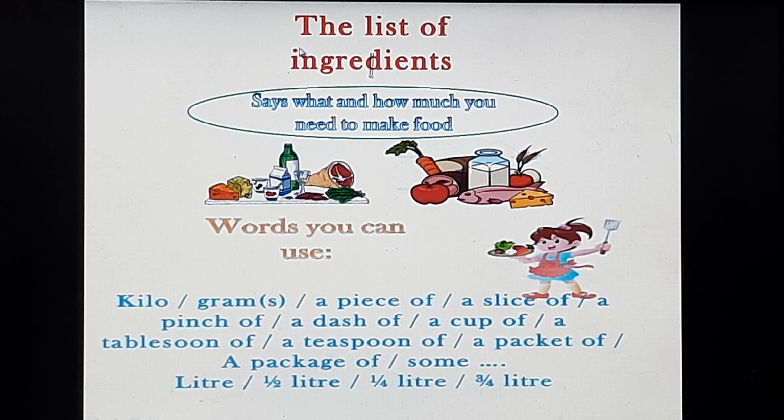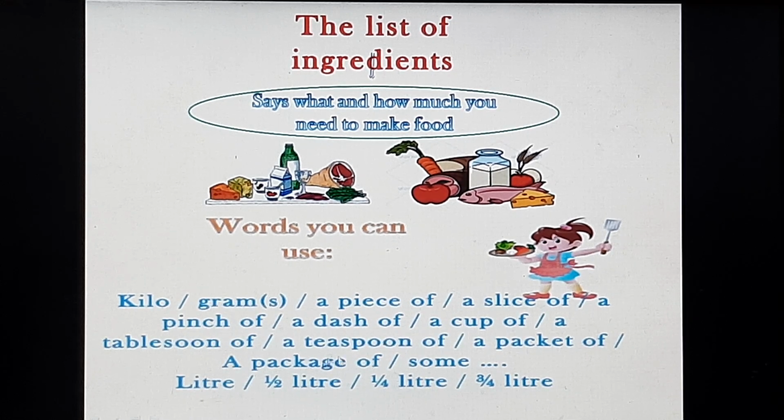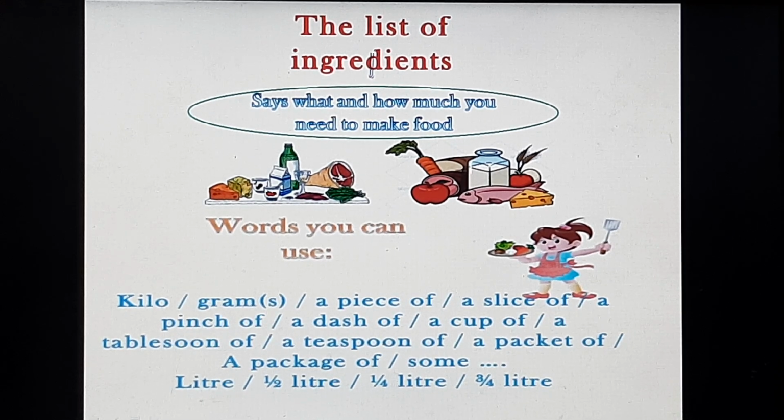And now the list of ingredients will tell you what and how much you need to make the food, and we have words that you can use along with it, like grams, a piece of, a slice of, a pinch of, a dash of, a cup of, a teaspoon of, a packet of, half a liter, quarter liter, etc.